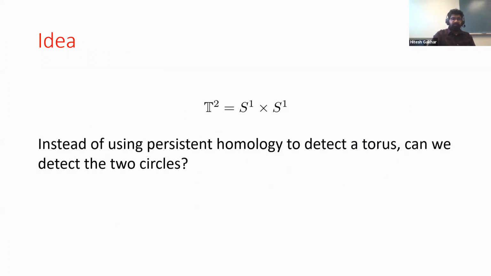So this is where the Künneth theorem, the Künneth formula for categorical filtration, came into the picture. The idea was this very nice and simple realization that a two-torus is just the product of a circle and a circle, right? So how about instead of using persistent homology to detect a torus, we try to detect two circles, and then using the formula, we compute the persistence of a two-torus.